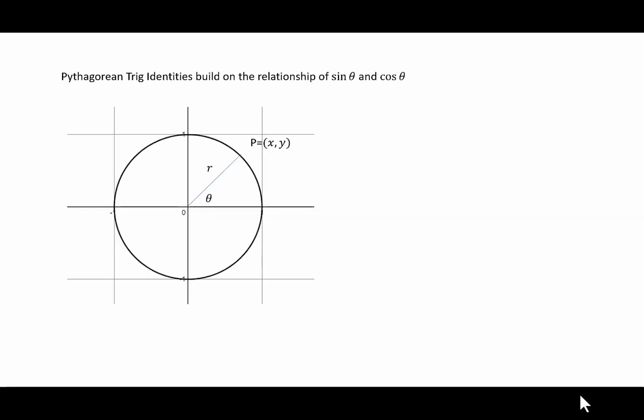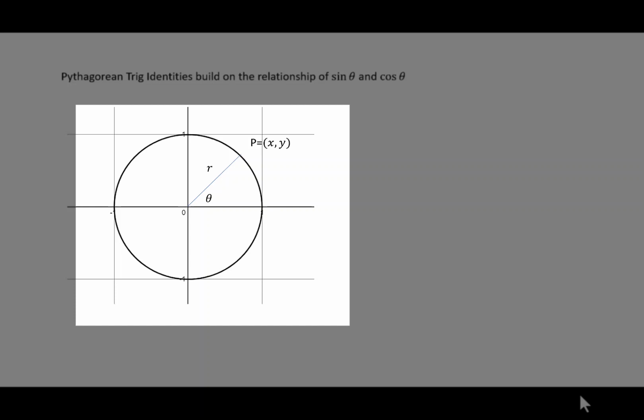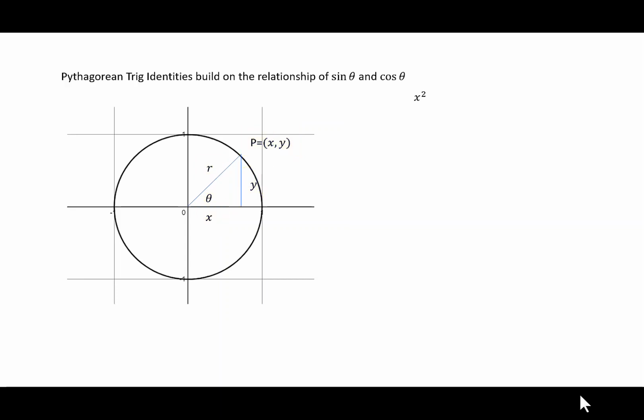To establish the first identity, we're going to go back to a circle with a radius of r, an angle of theta, and a point (x, y). We'll turn that into a triangle with a base x and a height of y. We know from the Pythagorean theorem that x squared plus y squared is equal to r squared. This is an important piece in the development of our identity. We know that sine of theta is y over r. We know that cosine of theta is x over r.